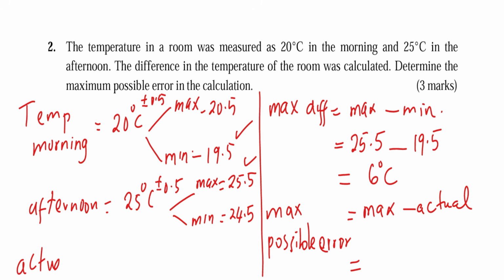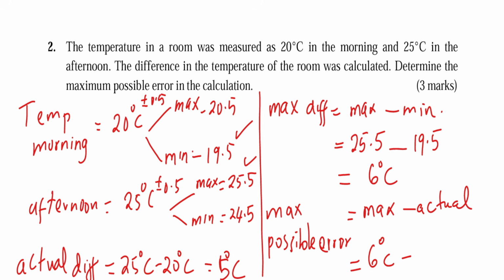The actual difference is given by the actual result that we had, which is 25 degrees Celsius minus 20 degrees Celsius, and it gave us 5 degrees Celsius. So you're supposed to take 6 degrees Celsius minus the actual one, 5 degrees Celsius, and the maximum possible error is given by 1 degree Celsius, and therefore this is your answer. So hopefully, I think it's understandable.